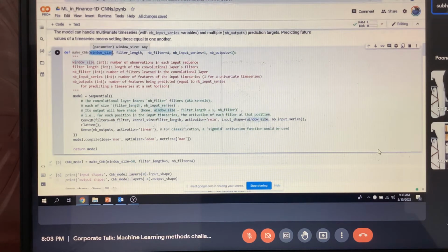Window size means suppose you have a 1,000-day time series. So you can take a window size of, let us say, 5 or 10 days. Suppose you take a 10-day window size. Hypothetically, you would like to have a larger window size, but on this 10-day window you will run convolve filters.